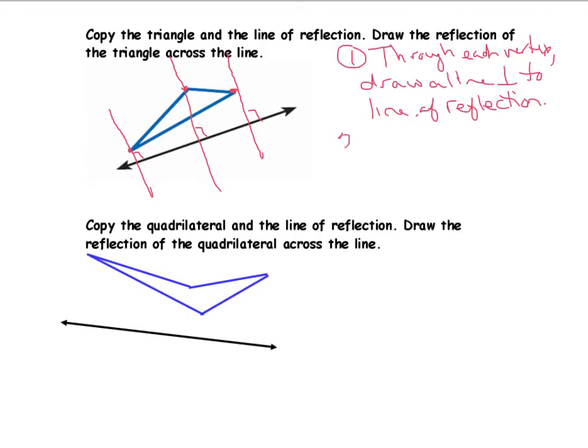Step number two, you're going to measure the distance from the vertex to the line. Okay, and then you're going to put a point the same distance on the opposite side.